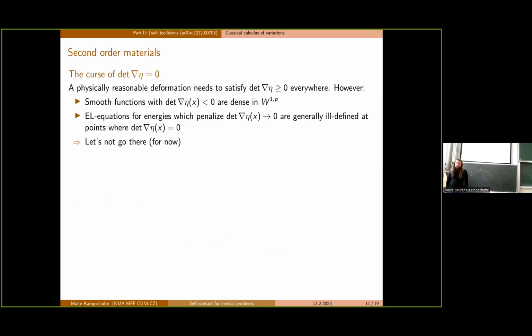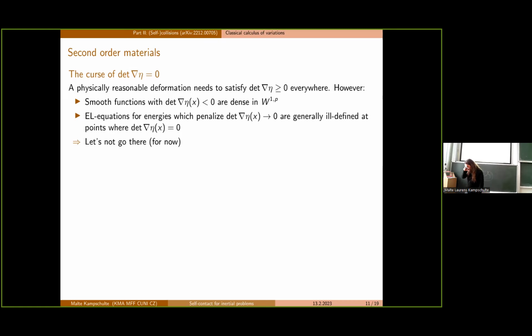And then, since people tend to complain about this, I need to say beforehand, I'm doing all this for second order materials. So the energy will not only depend on the gradient, it will depend on the second derivative as well. And there's good reasons to do this, because more or less otherwise everything breaks. That's the easy way to put it.